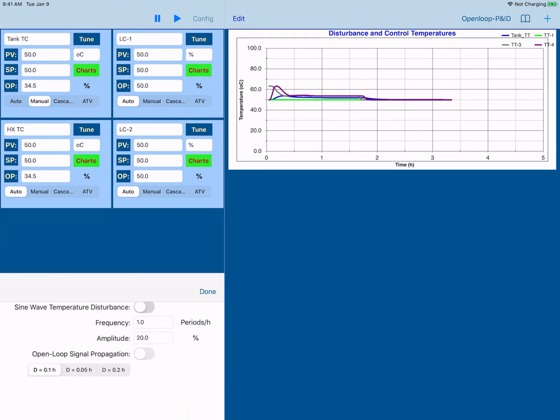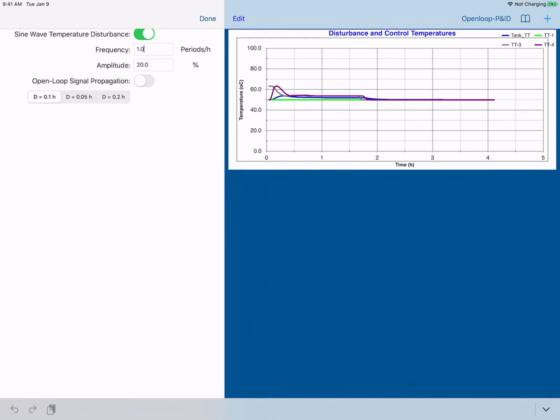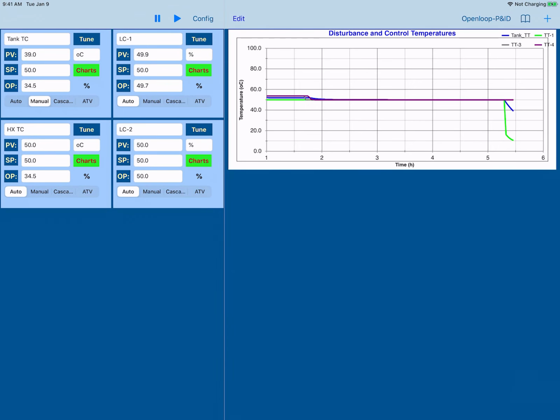We need to set the sine wave generator on. We will start out by setting the frequency to 0.5 periods per hour, and we'll have an amplitude of 40 degrees, which is 40% of the span, which is 100 degrees. We're done, and let's see what happens.